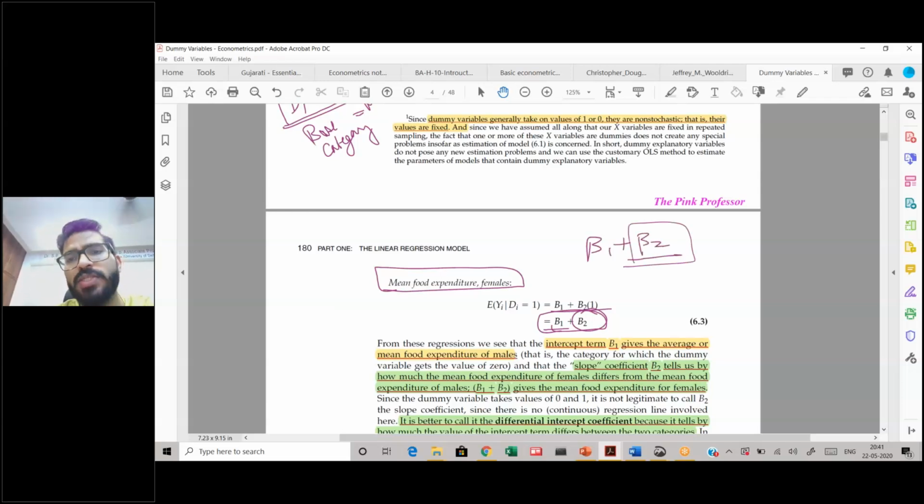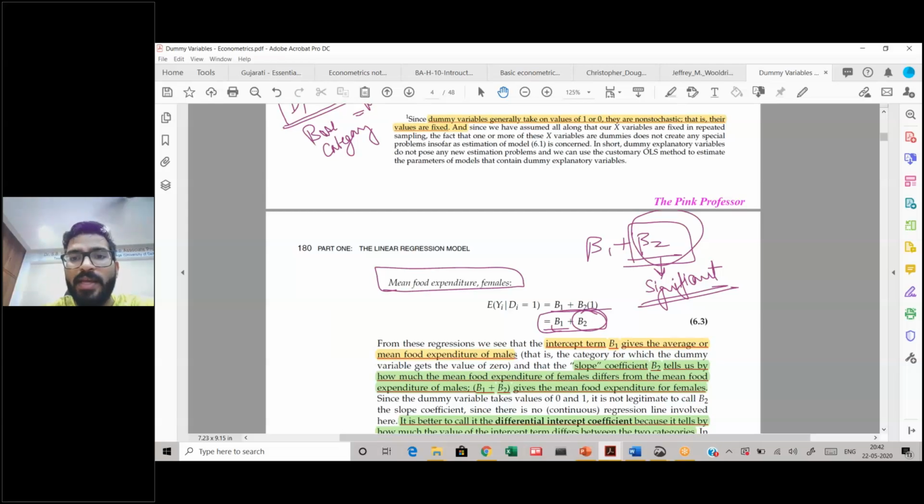Now if I want to say that there is going to be a difference in the average food expenditure of males versus females, there is going to be a significant difference in the average food expenditure of females versus males. Thereby I am saying that this has to be significant. जब तक beta 2 significant नहीं होगा, तब तक आप ये नहीं कह सकते कि मेल्स और फीमेल्स का मीन फूड एक्सपेंडिचर सेम है कि नहीं है.